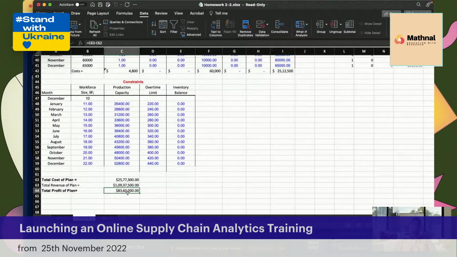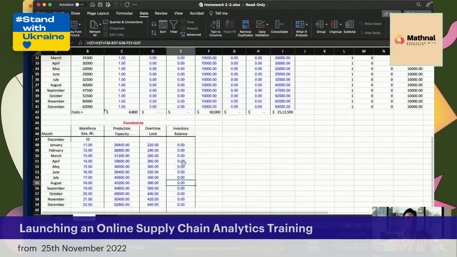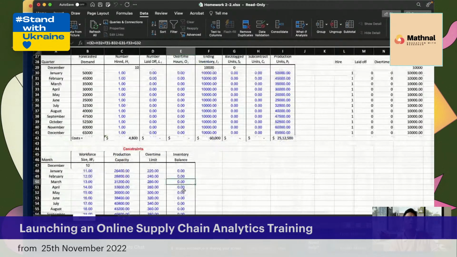So I have chosen cost minimization as an objective. You can choose profit maximization as an objective, and you will be coming up with all these figures. The most important thing is inventory balance. We don't want any inventory to be left. Right? The inventory balance is the most important aspect of a solution. So this is the constraint I've set, and we have achieved those things.